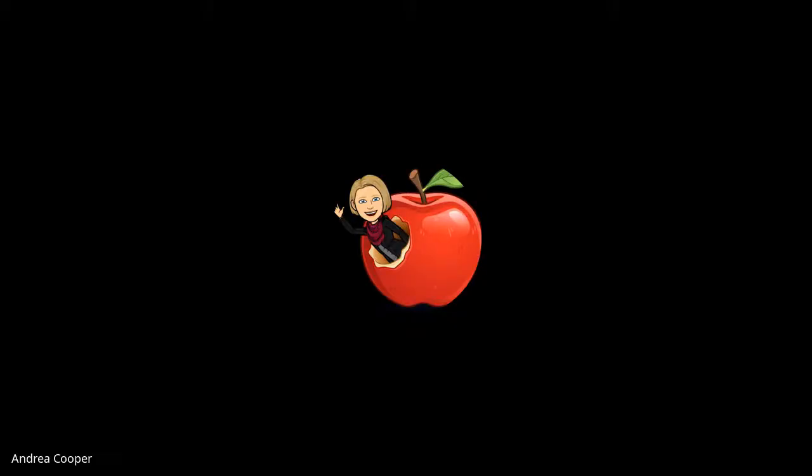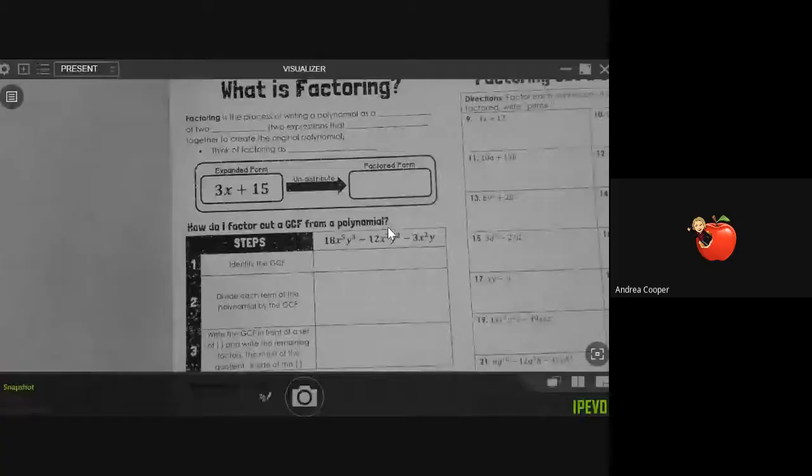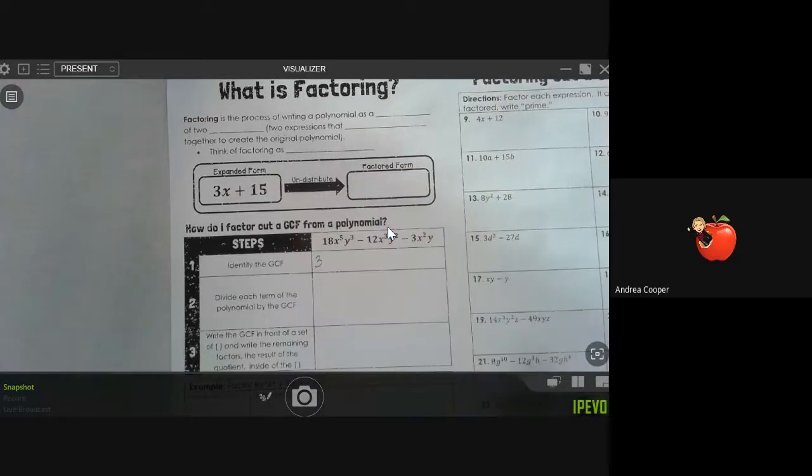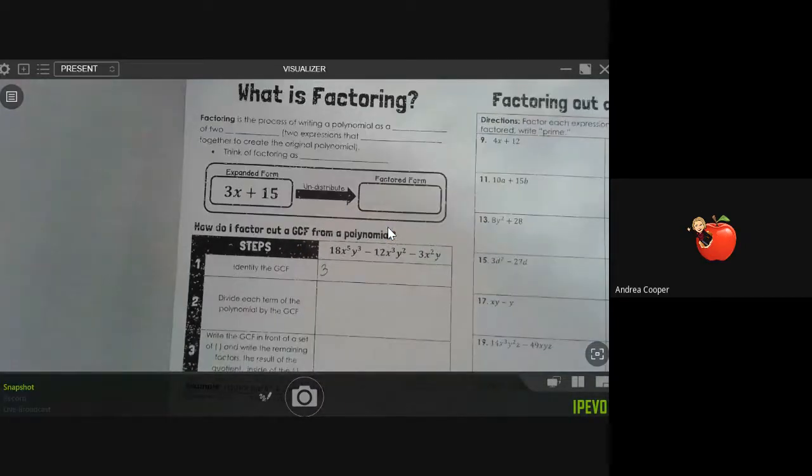So then what I'm going to do is immediately write down my 3. I know that's my GCF, so I'm going to write my 3 down. Okay? Everybody cool with me there? Anthony, can you see my screen now or not? Okay, good. So the GCF is 3.